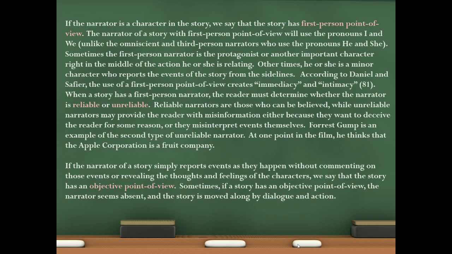If the narrator is a character in the story, we say that the story has first person point of view. The narrator of a story with first person point of view will use the pronouns I and we, unlike the omniscient and third person narrators who use the pronouns he and she. Sometimes the first person narrator is the protagonist or another important character right in the middle of the action he or she is relating. Other times he or she is a minor character who reports the events of the story from the sidelines.